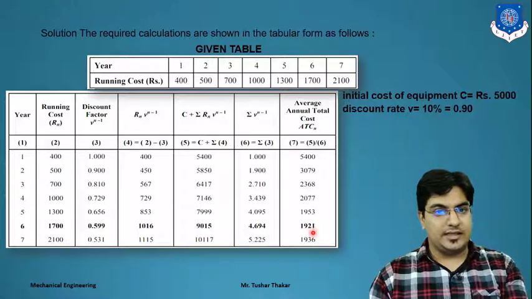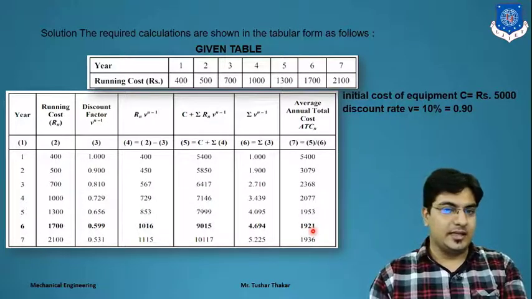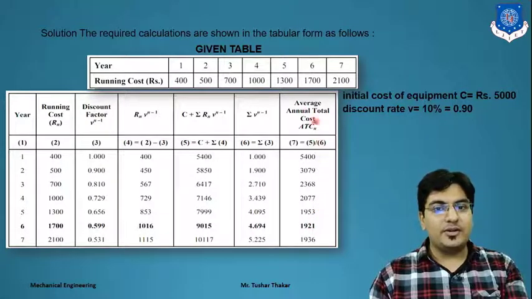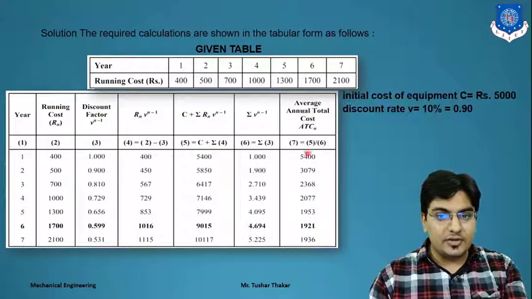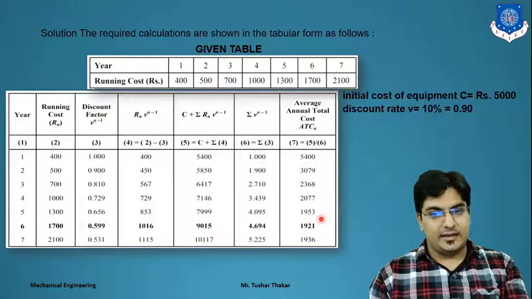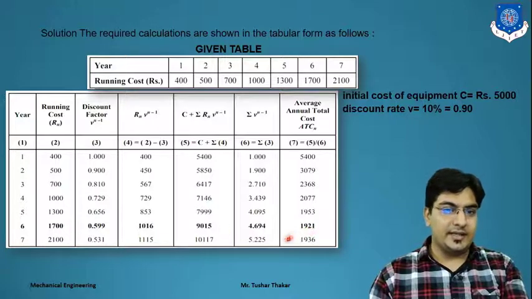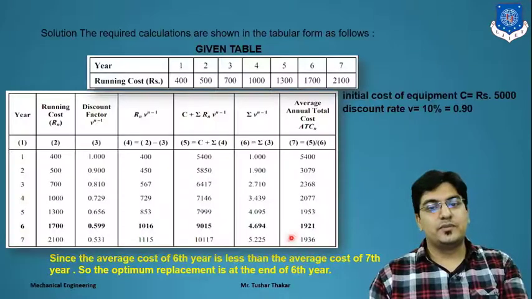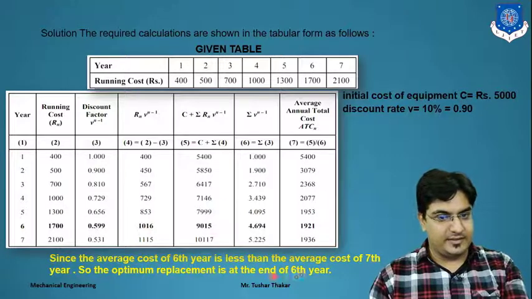Now the question is at which time or which year we have to replace the machine. We use the same approach: the average annual cost decreases to its lowest and after that it increases. Here we can see the average annual total cost decreases until the end of the 6th year, and at the start of the 7th year it starts to increase. So we have to replace the machine at the end of the 6th year.